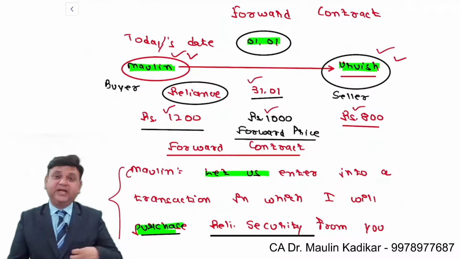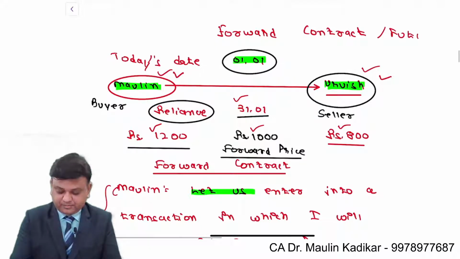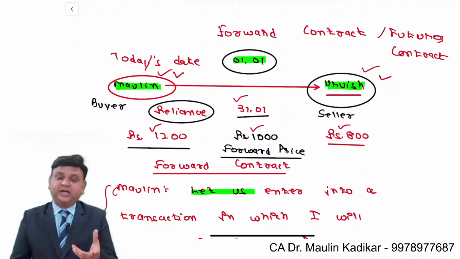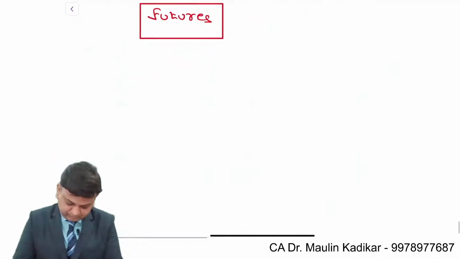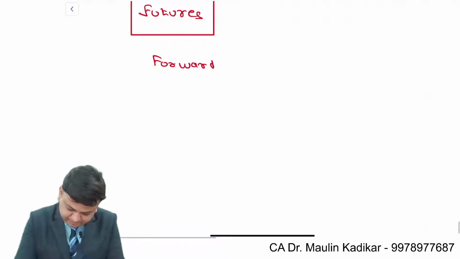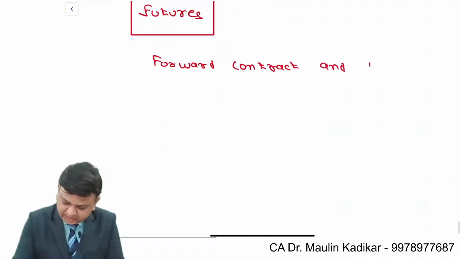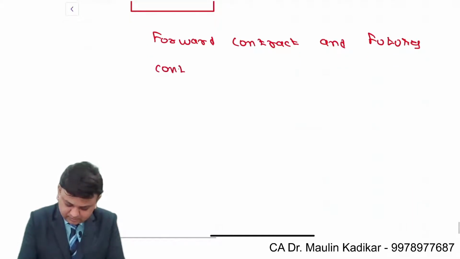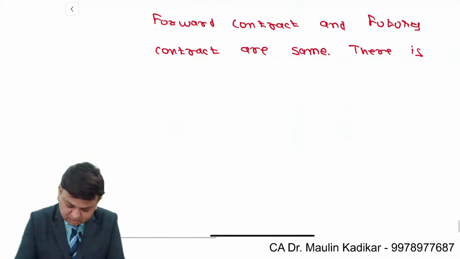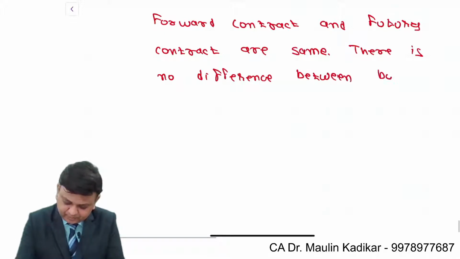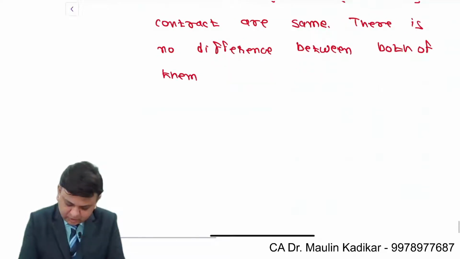Now whatever we have studied, this exactly the same is the futures contract. In terms of the basic transaction, there is no difference between forward contract and futures contract. Understand well, all of you. Don't write anything, let me explain you. Forward contract and futures contract are same. Full stop. Forward contract, futures contract are exactly same. There is no difference between both of them conceptually.